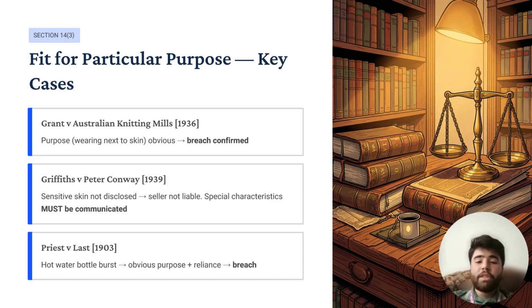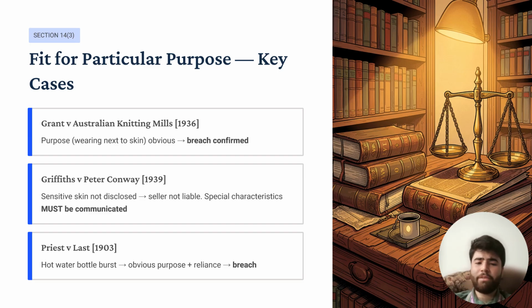The first case here is again Grant v. Australian Knitting Mills from 1936. Dr. Grant simply asked for woolen underwear. He did not say anything specific about purpose, but the court said that the purpose of wearing them next to the skin was completely obvious from the nature of the goods. Breach of section 14 subsection 3 was established.